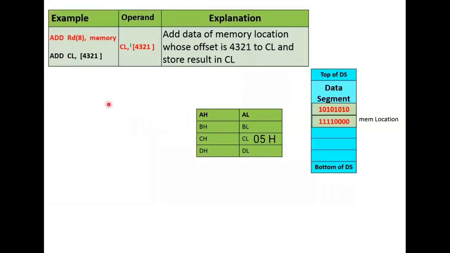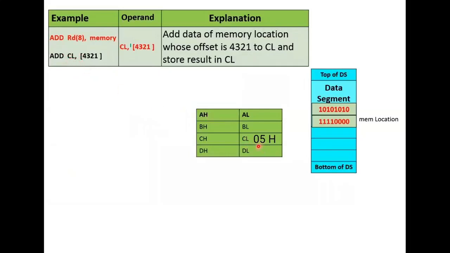Next one, add CL comma, inside the square bracket we have 4321. Whenever a square bracket is given, we should understand that it is a memory location where 8 bit data is stored. Remember, inside the square bracket, whenever any register name or any 16 bit value like this comes, you should understand that this is an offset, or a memory location where the data is stored. That 8 bit data we are going to add with the 8 bit value in CL.